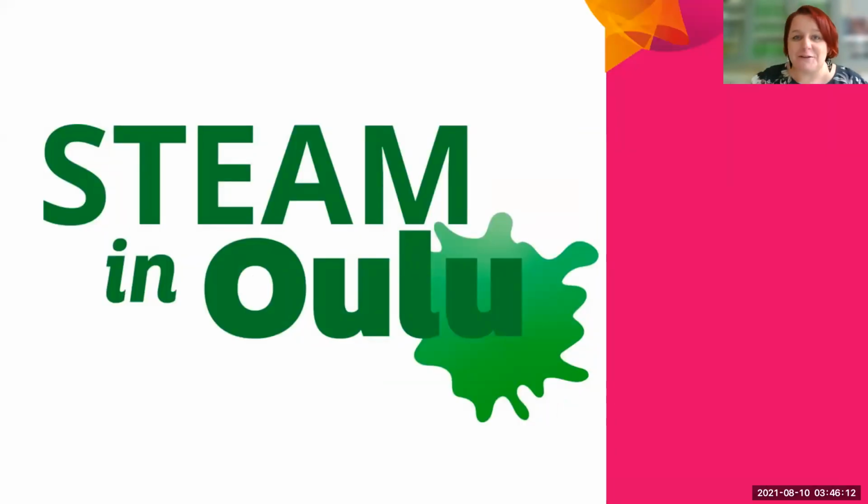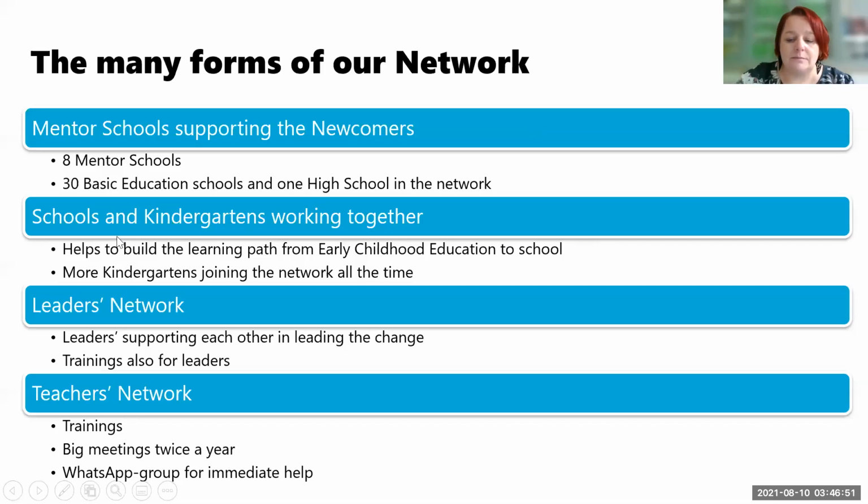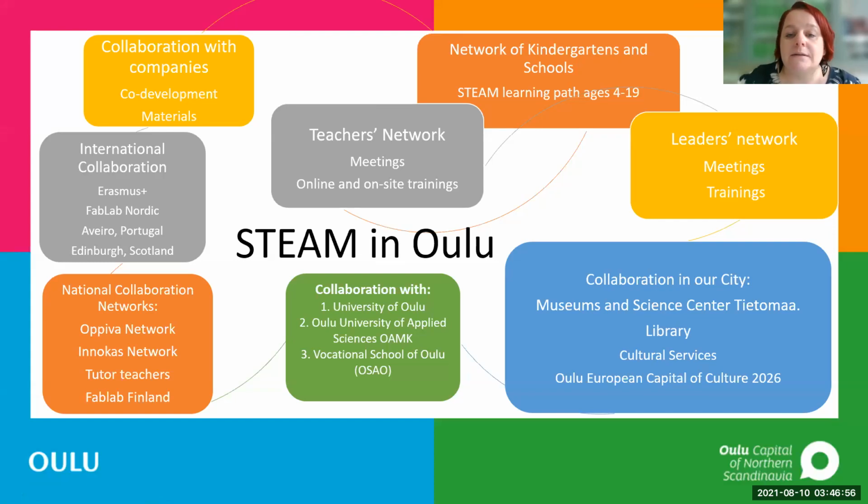So hello, for those who weren't here when we started. It's good to see you all, and I'm happy to be telling you about our community that has really grown. As Ivan told you, we started in 2018 from 6 schools, and today we have 30 schools, and we have also kindergartens, and one of our 8 high schools is starting with us this autumn. So our community is growing all the way. And this is the structure that we have. We have the network of schools and kindergartens, and we've been creating a STEAM learning path from ages 4 to 19. So from early childhood education until the end of high school, and we're still developing that work, but we are on our way.